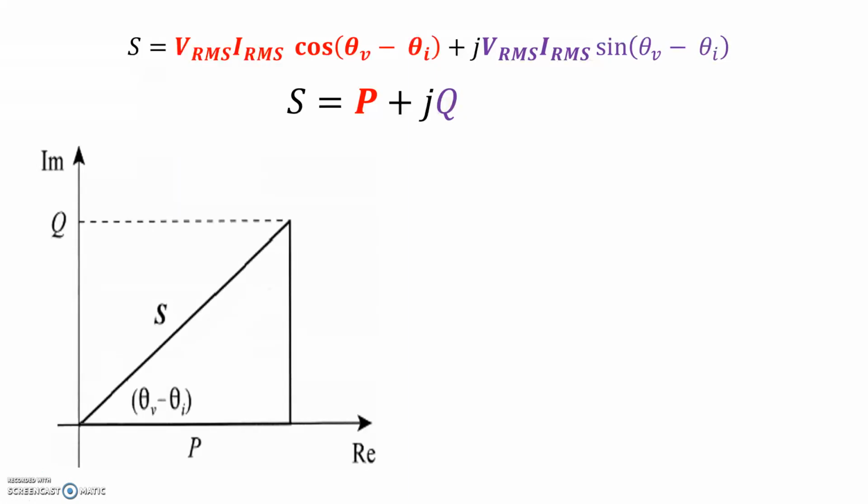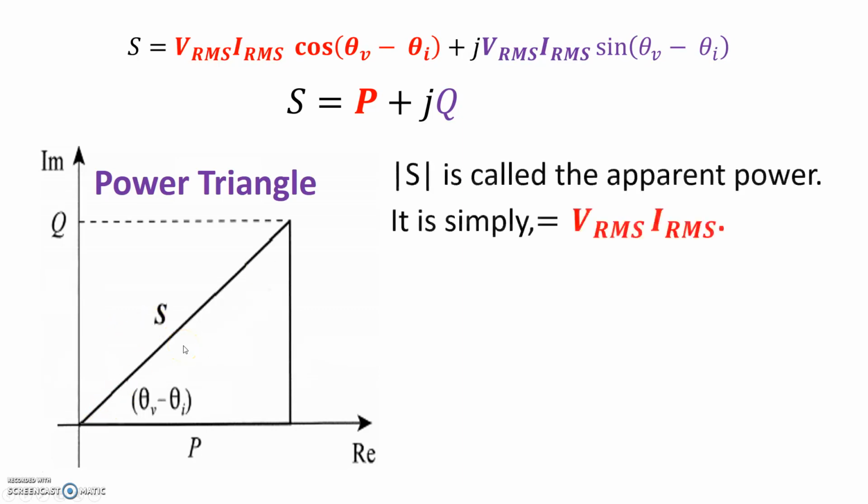So let's draw that right here. Here's P, here's Q, and this angle right here is theta V minus theta I, right? This triangle that's formed between P and Q and S, so that's the magnitude of S, and that magnitude of S is actually called apparent power. So the magnitude of S is called apparent power, and this triangle is called a power triangle. The complex power is a vector, so the magnitude of that complex vector S, magnitude S, is called apparent power.